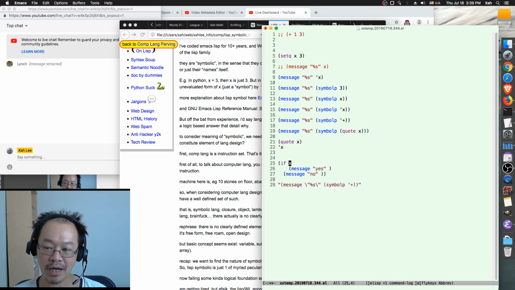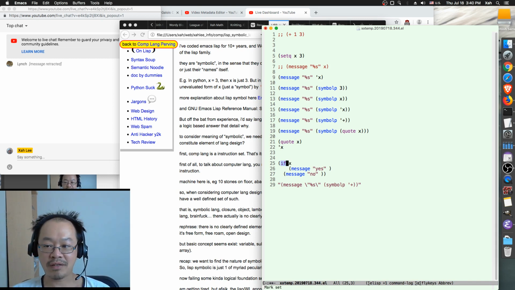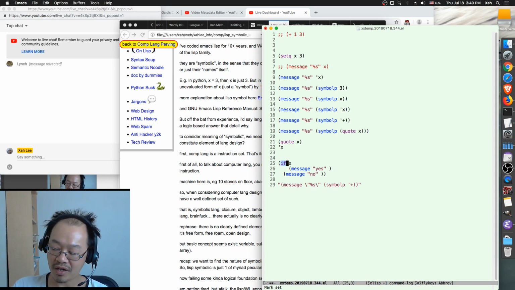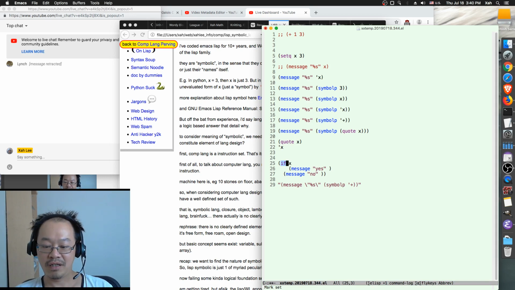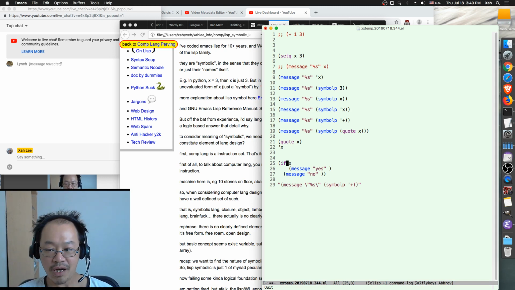So the question here is, how do you write your own if function? You cannot, because when you call a function, all the arguments get evaluated. So that is the issue. But in Lisp, you can do that because of macros.